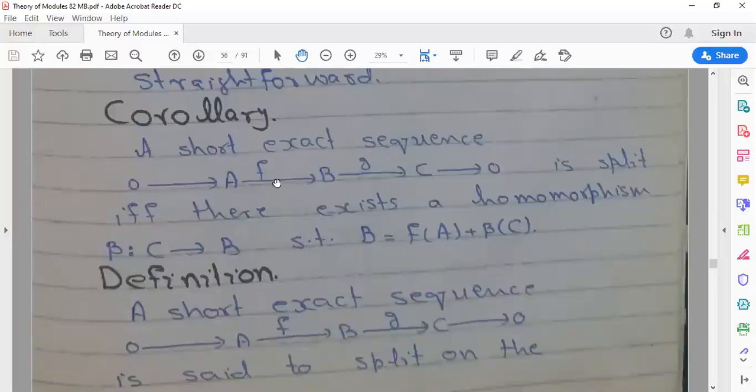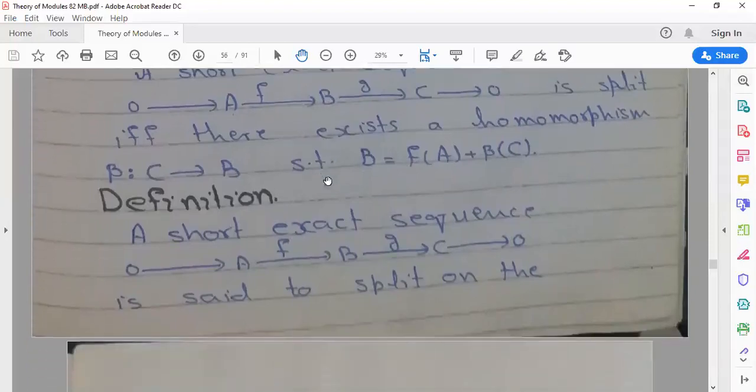F of A means we are taking F of A, which is basically a set containing such kind of elements. We are taking an element A belonging to A and assigning it to the function F. The result of F of A will belong to B. So basically F of A is contained in B. And beta of C: beta is a function defined from C to B. So we are taking an element from C and assigning it to the function beta. So the result will be here. When we add those sets, the result will be B. So this is very obvious.